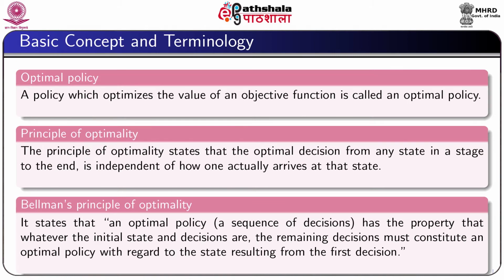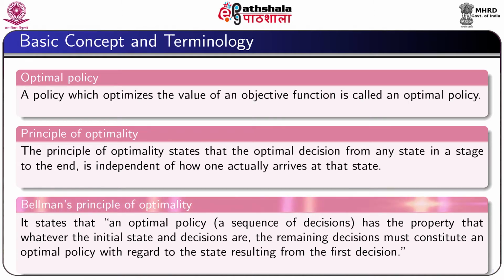Optimal policy. A policy which optimizes the value of an objective function is called an optimal policy. Principle of optimality. The principle of optimality states that the decision from one state in a stage to the end is independent of how one actually arrives at that state.